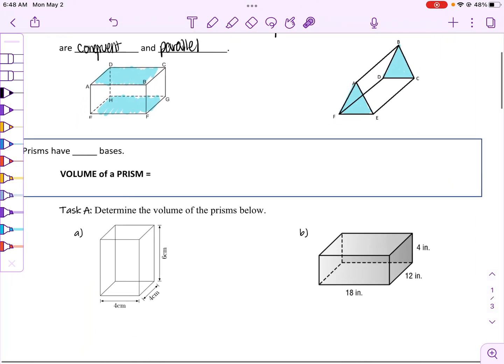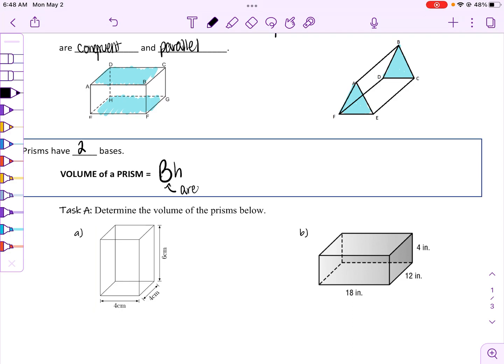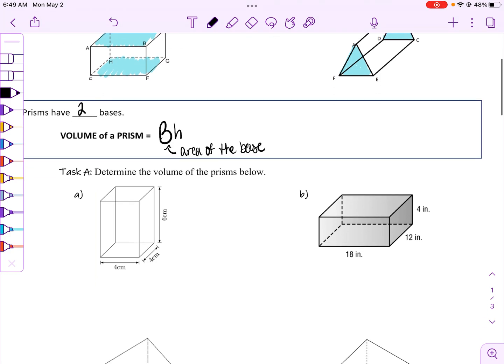In prisms, we have two bases. And the volume of a prism is big B, which is your area of your base, times the height. So again, big B is area of the base. So you have to figure out what your bases are so you can figure out the area, and then you times that by the height of your overall shape.